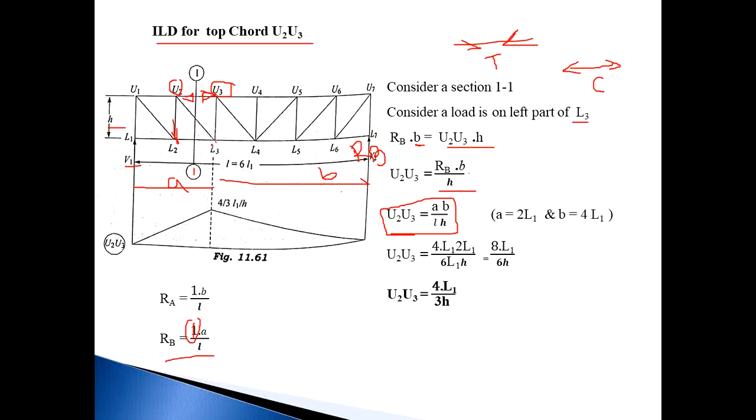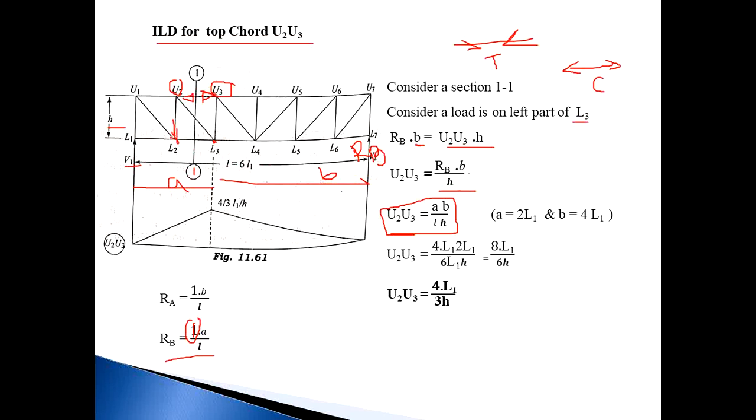Now we consider the load on the other part of L3, up to this point. This value from L1 to L3 is A, and the total length of the truss is L, and that L is equal to 6 panels, that is 6 L1.